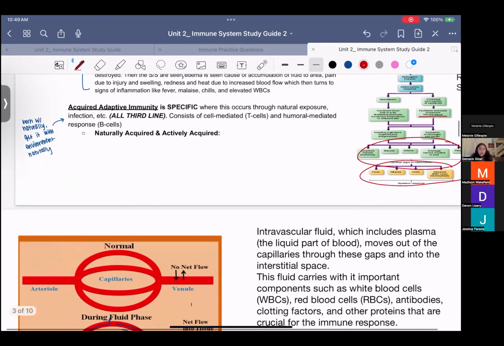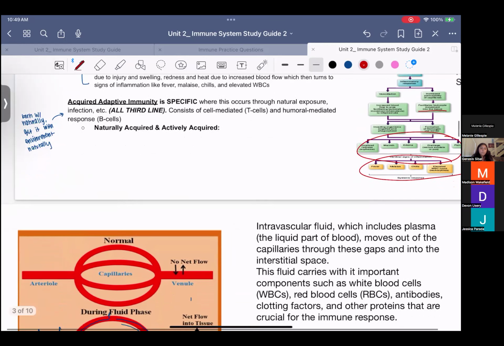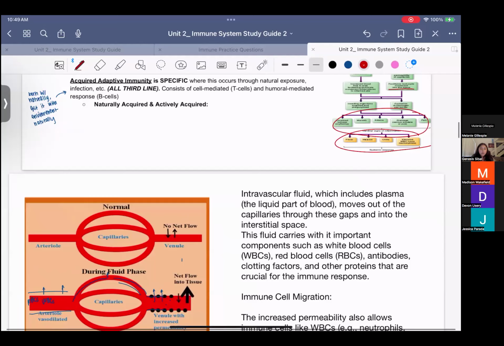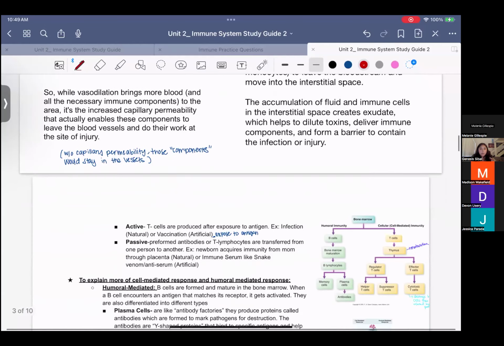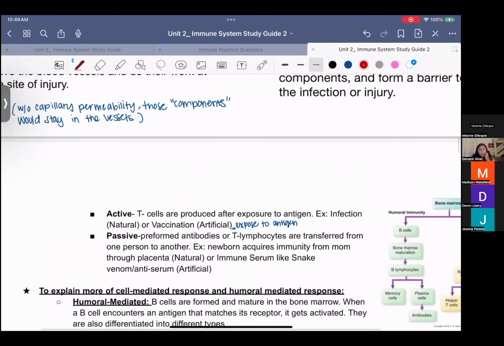So this consists of cell-mediated, so T cells, and humoral-mediated response, so B cells. So T cells and B cells. And basically this again has to deal with the natural exposure to these things that we're going to talk about. So with naturally acquired and actively acquired, you're going to have two different types that go into this. So the two different types are active and passive. So when we're talking about active, we're talking about T cells produced after exposure to an antigen, right? So I would just think like A, active, you're getting an antigen. So A for A, right?